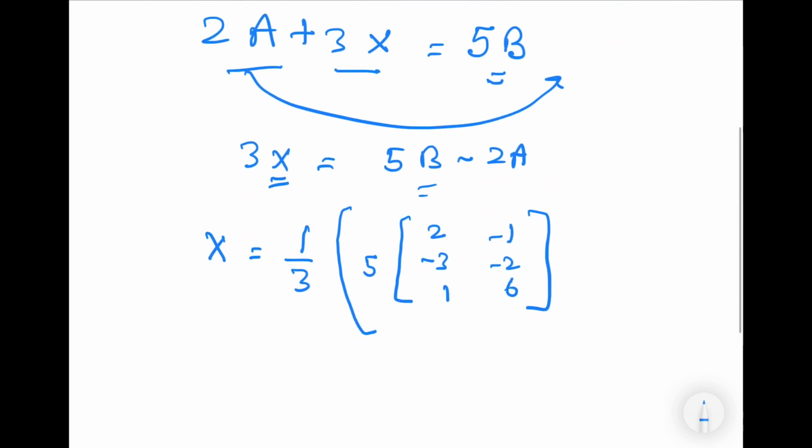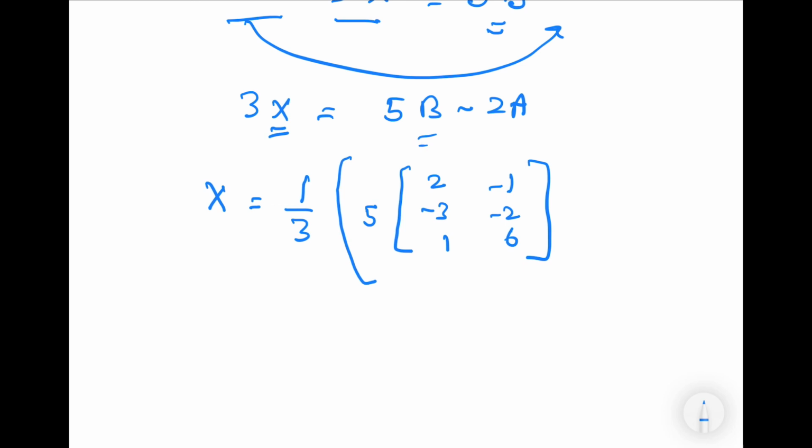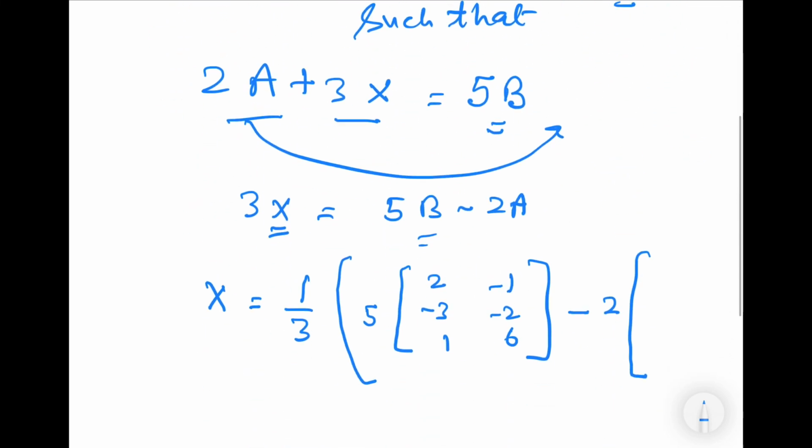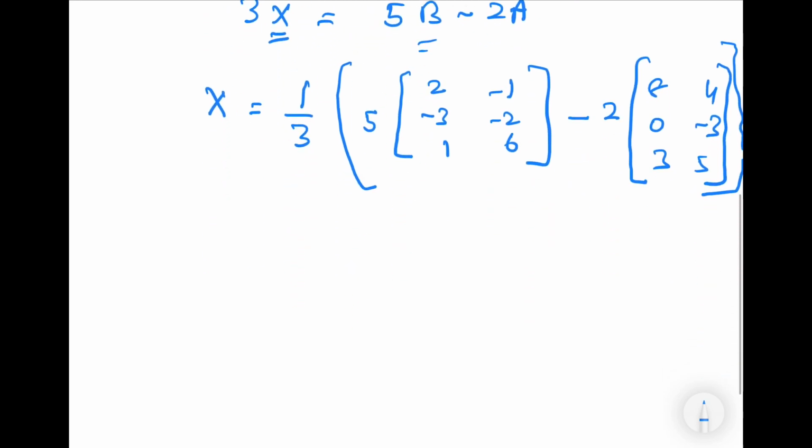5B minus 2A. What is the value of A? 8 0 3 4 minus 3 5. So, with this equation of matrices, we will calculate what is the value of matrix X. See how? 1 by 3.